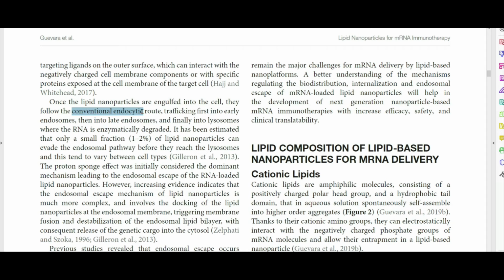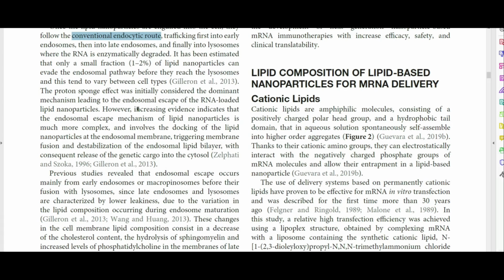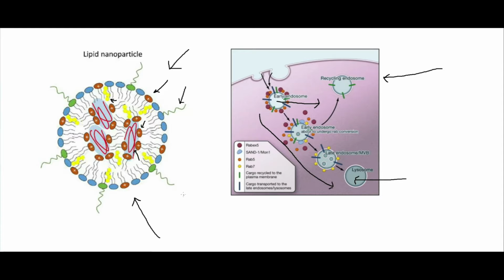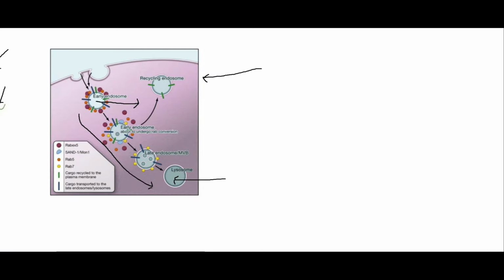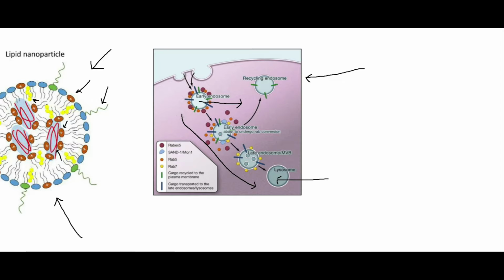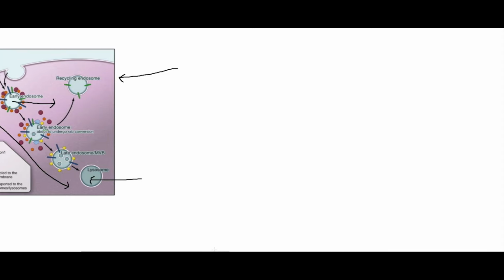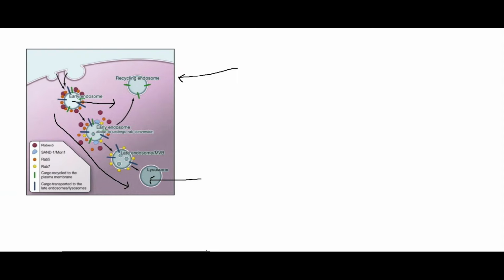They follow the conventional endocytic route. However, increasing evidence indicates the endosomal escape mechanism of lipid nanoparticles is much more complex. And anyway, this will be linked to in the description down below if you want to read more about how these enter the cell. But the idea then is that the mRNA actually escapes out of the early endosome, and then the mRNA is in the cell plasma, the cytosol, and can then be translated.